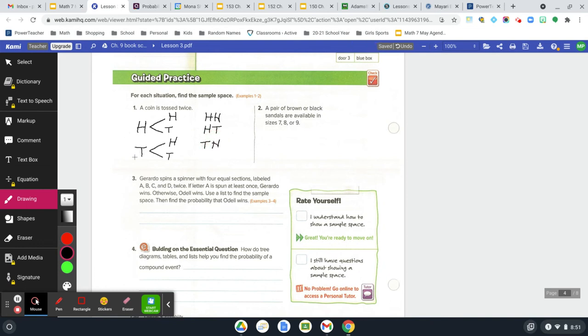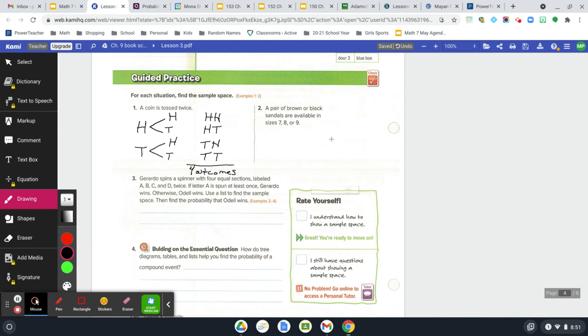And lastly, that first toss could be tails, follow the branch. The second toss could also be tails. So you have 1, 2, 3, 4 possible outcomes, 4 outcomes that you could see when tossing a coin twice. Heads, heads, heads, tails, tails, heads, tails, tails.